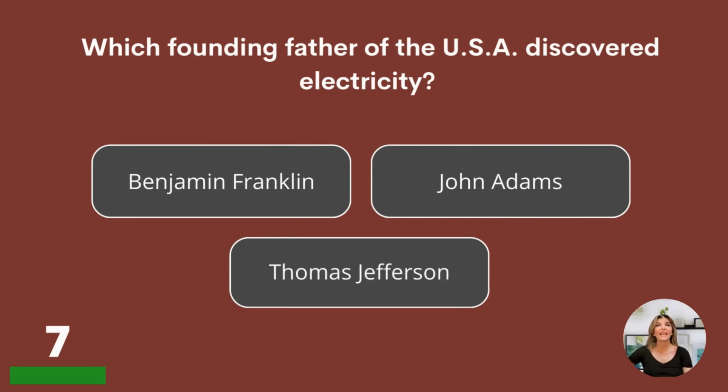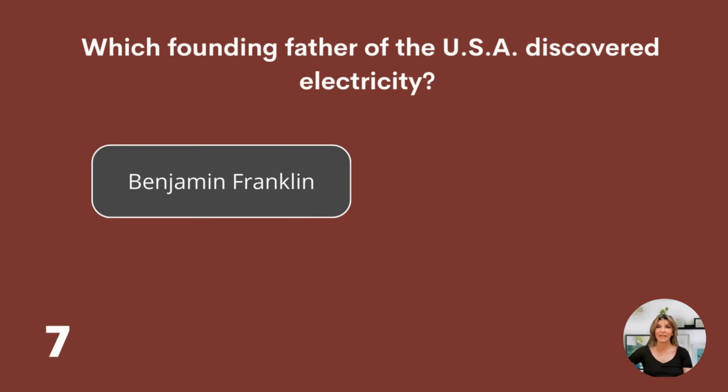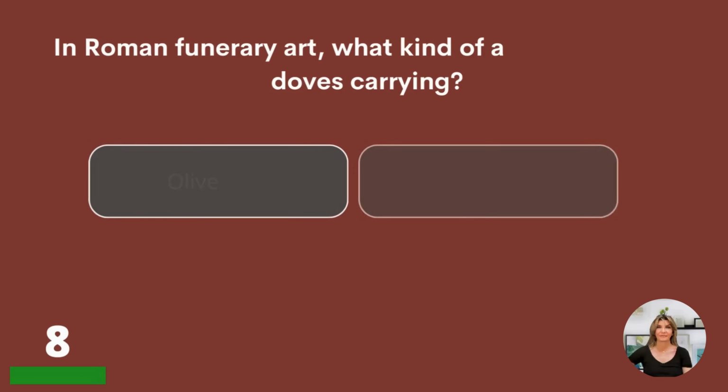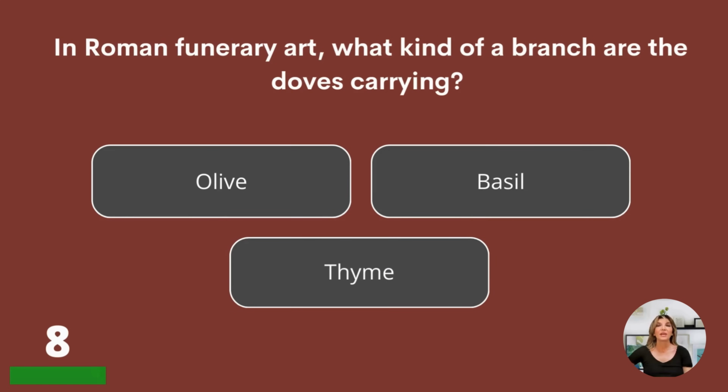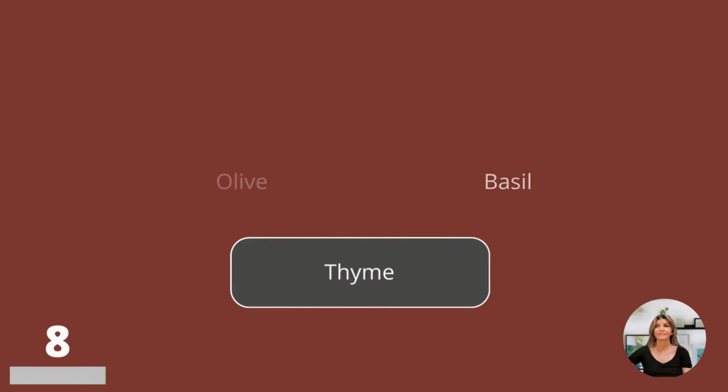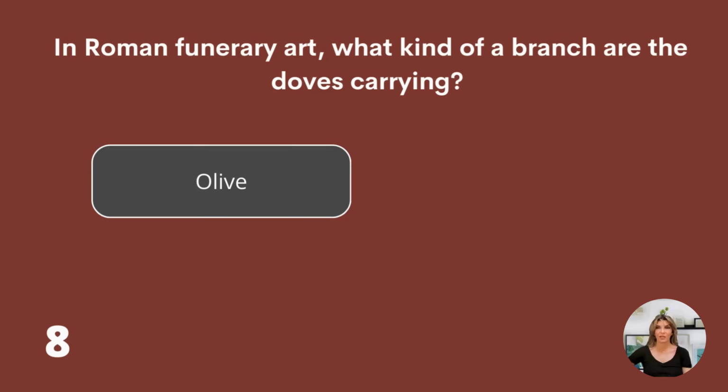Which founding father of the United States discovered electricity? Benjamin Franklin, John Adams, or Thomas Jefferson? Benjamin Franklin. In Roman funerary art, what kind of branch are the doves carrying? The olive, basil, or thyme branch? The olive branch.